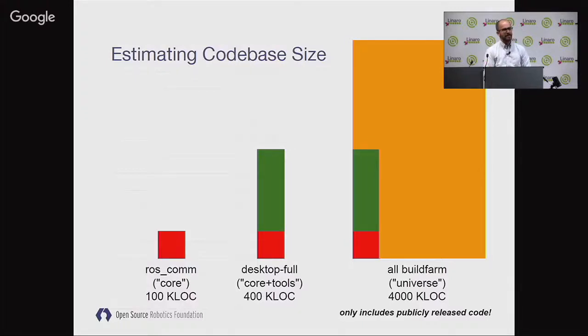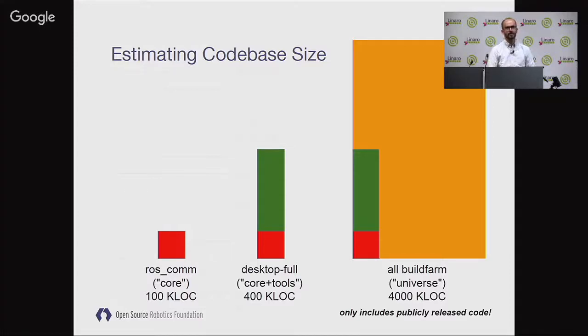The code base size, so the ROS core, that's like the message passing framework, the serialization, deserialization, some scheduling stuff, the clients in various languages. That's about 100,000 lines of code. I know lines of code is a terrible metric of size, but it is at least a metric that we can talk about. But the desktop full, that's when we add in things like the visualizer, the data recording, playback. That gets us up to about 400,000 lines.